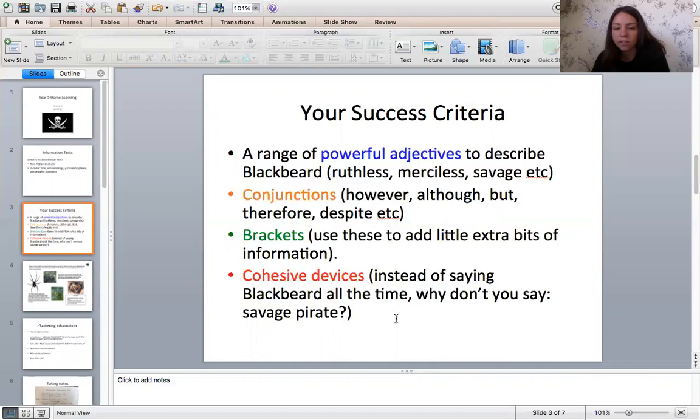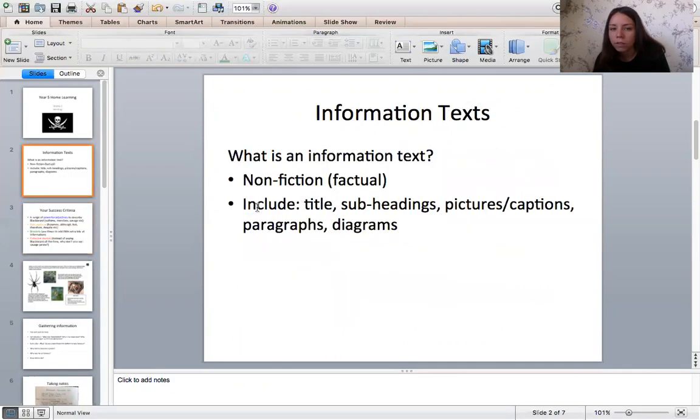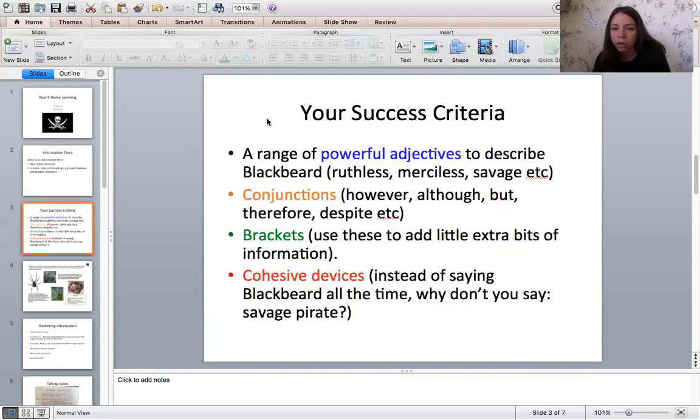Cohesive devices, so instead of saying Blackbeard all of the time, you could say savage pirate, or you could use a different noun phrase. On the next slide, I'm going to show you an example of an information text. And when we're having a look at it, I'm going to talk about these features, so what it should look like. I'm also going to talk about some of the features on your success criteria, to see if they have included these things or whether they need to include these.